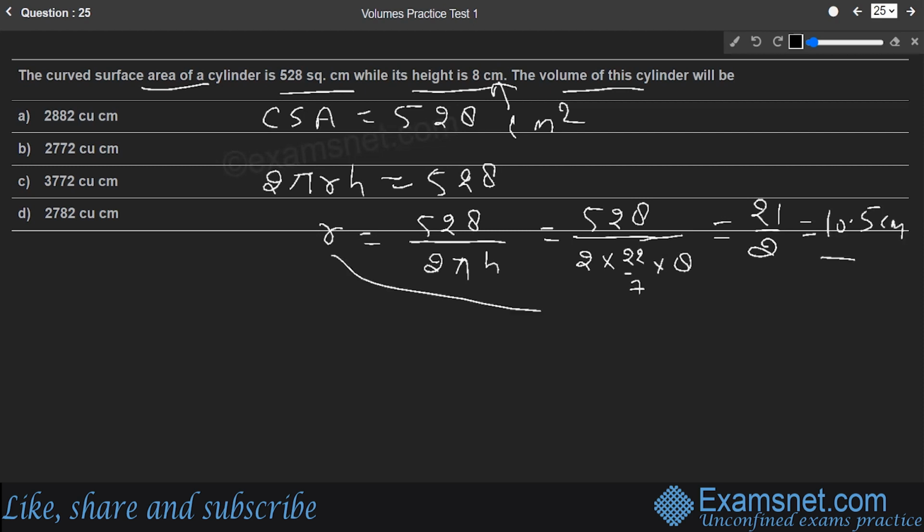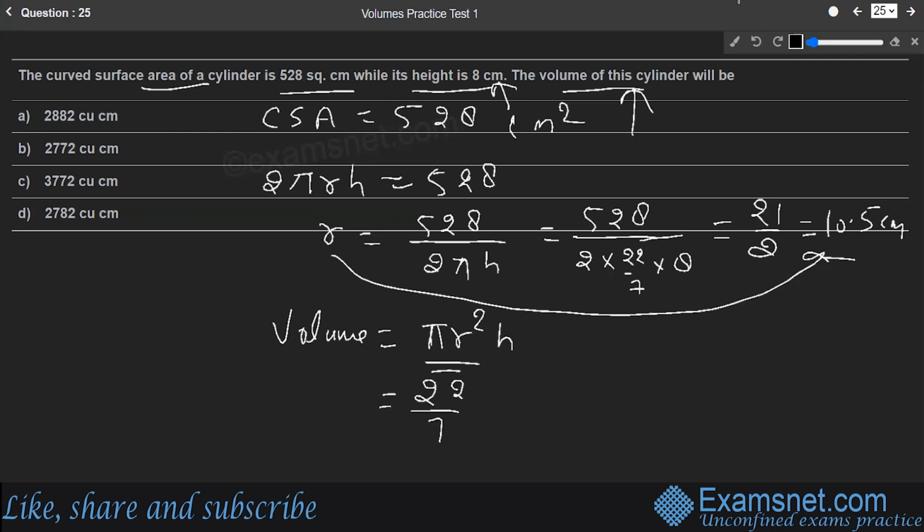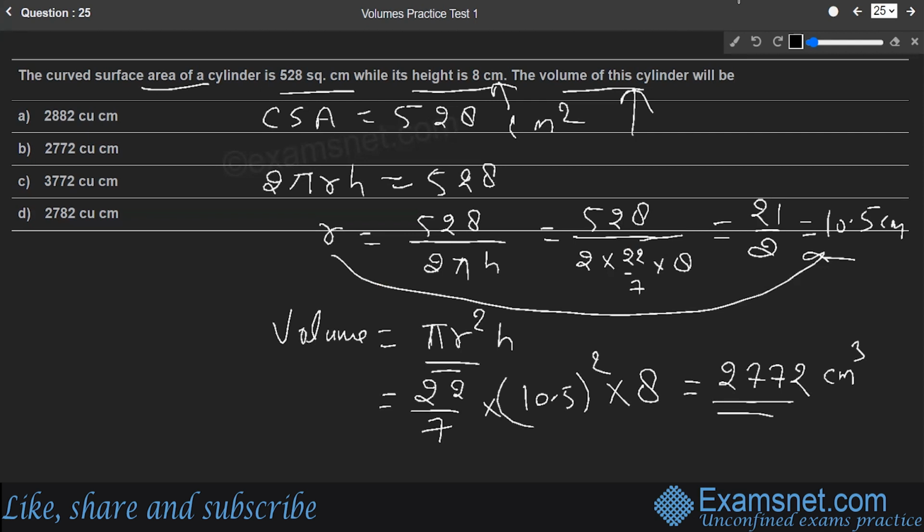So that is the radius of the particular cylinder. He's wanting us to find out the volume of the cylinder. Volume of a cylinder is given by simply pi r square h. This is the formula for volume of a cylinder. So let us put down the values: 22 by 7, r value is 10.5, so 10.5 square into height, which is already given as 8. So we need to solve this equation. If we solve this mathematical expression, the ultimate volume is coming out to be 2772 centimeter cube. So that is the right answer, 2772, which is available in option number B.